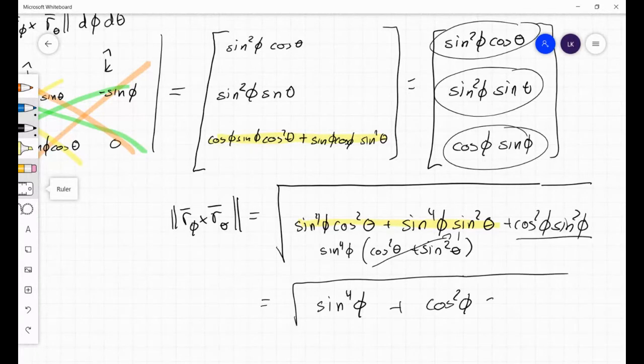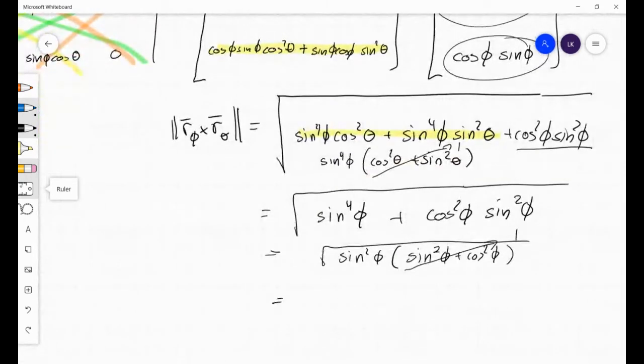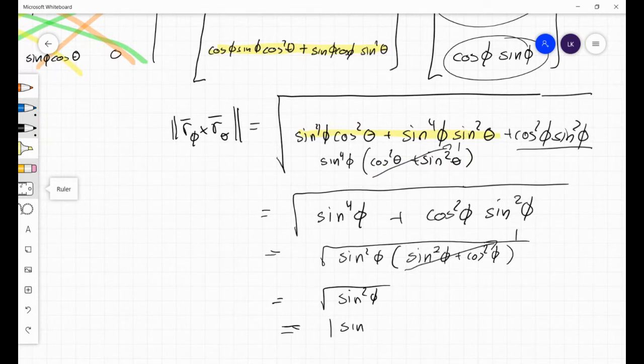Then we just rewrite this term. But we can do the same thing again. This time we can factor out sine squared phi, and then we're left with sine squared phi plus cosine squared phi, which is again the Pythagorean trig identity. That's just 1. Okay. So we get square root of sine squared phi, which in general should be the absolute value of sine of phi.